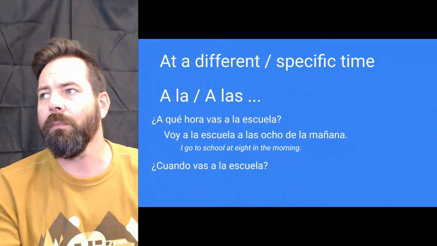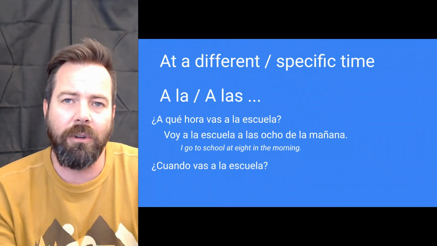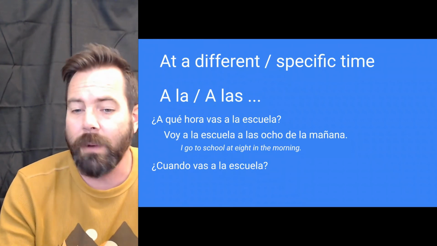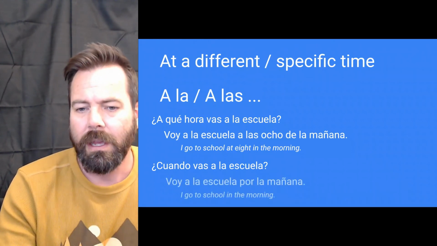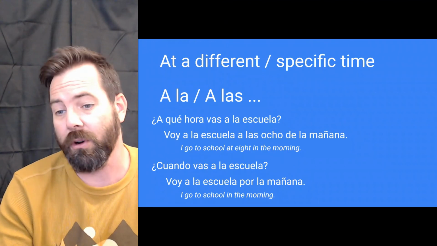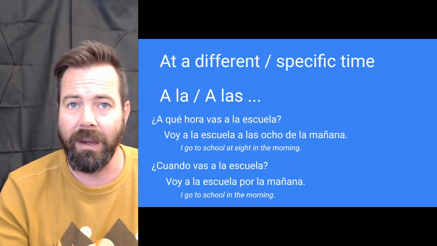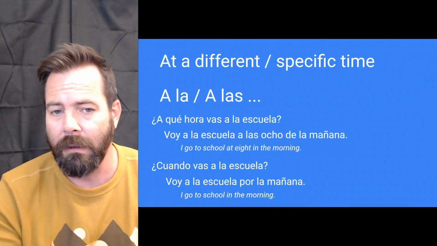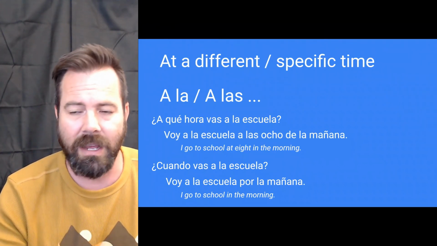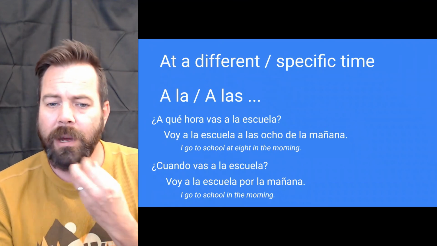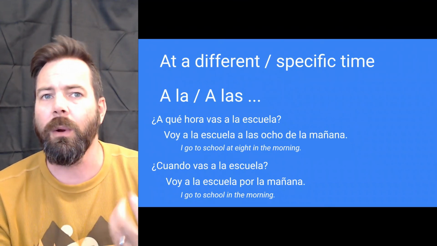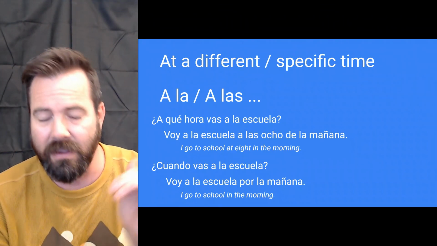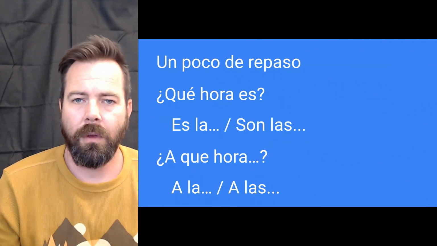Now, if I just want to be more general and not necessarily get a specific time, then you could say it this way, ¿cuándo vas a la escuela? Like, when do you go to school? And so you could say, voy a la escuela por la mañana, like I go to school in the morning, and you don't have to give a specific time. You can also give a specific time. You could also say, voy a la escuela a las 8 de la mañana, and that's a perfectly good answer. But with the cuándo, it doesn't always need to be super specific. Whereas with a qué hora, I'm looking for a specific time, okay?